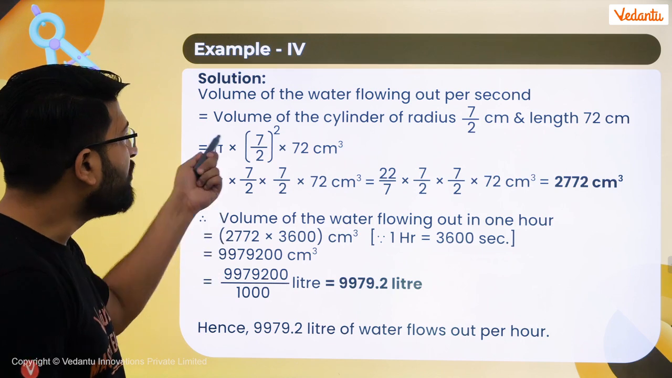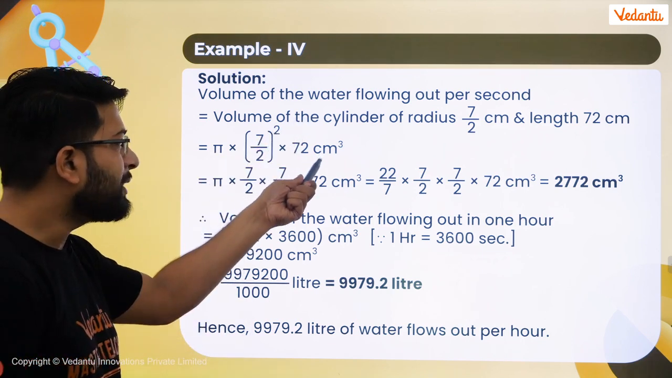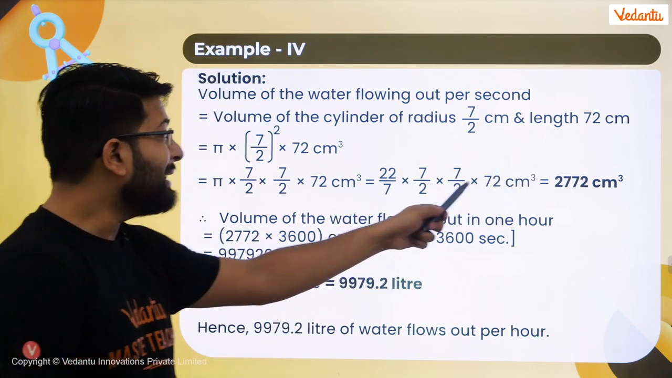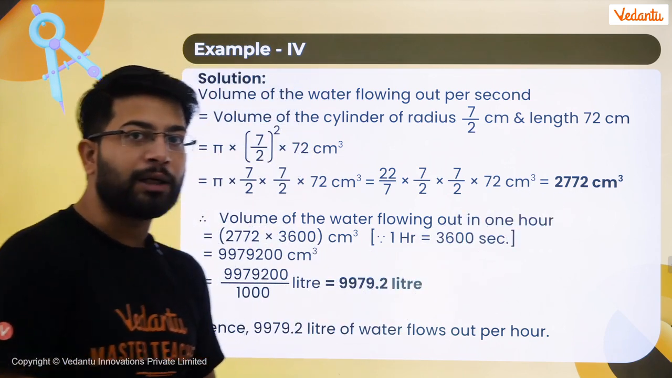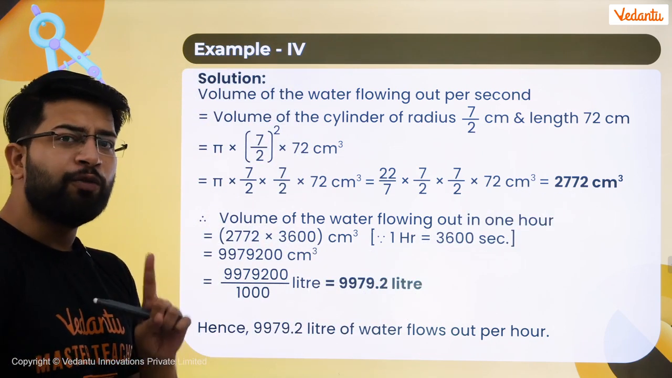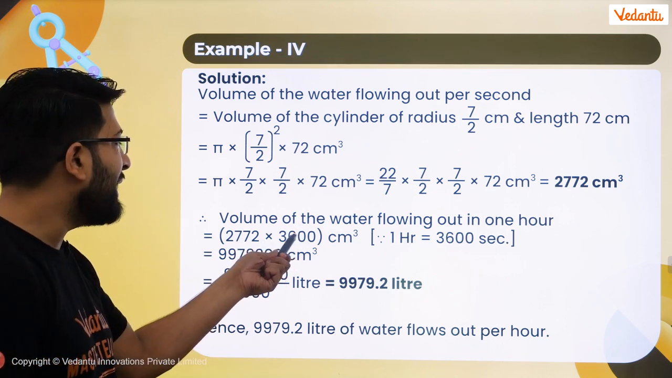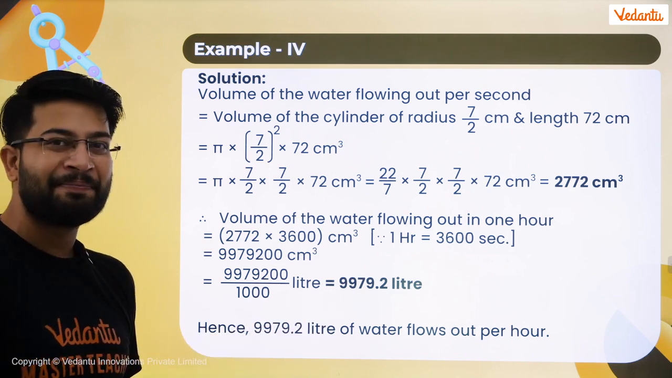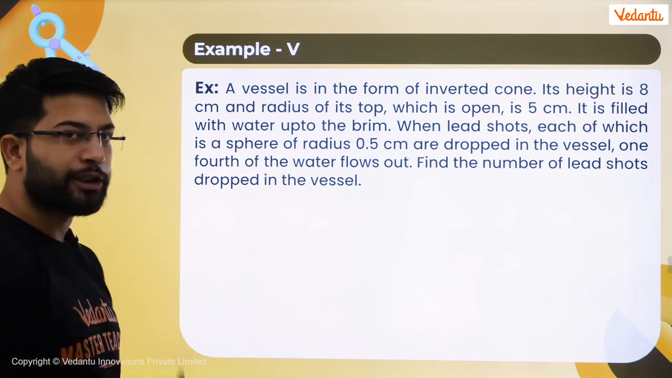So we can find the volume of the cylinder, or the volume of water, pi r square h. This is the volume, but this is only in 1 second. In 1 second, this much volume of water is pumped out, but they are asking in 1 hour. So in 1 hour, 3600 seconds. So multiply by 3600 and divide by 1000 to convert to liters. You get the answer. Easy peasy? Excellent. Very good. Now, champ, let's see one more question.